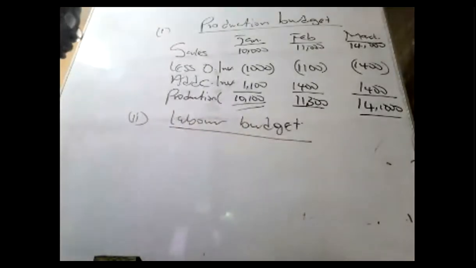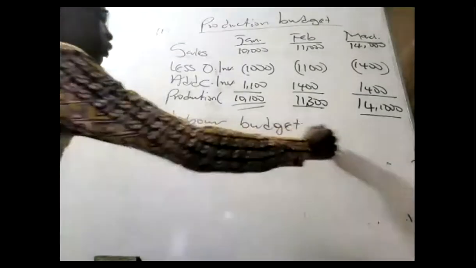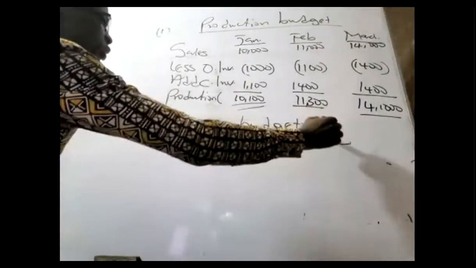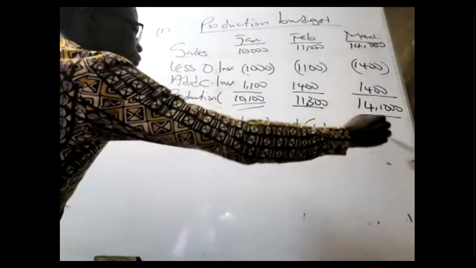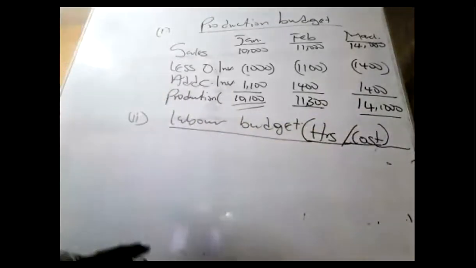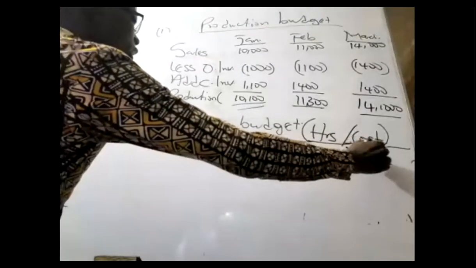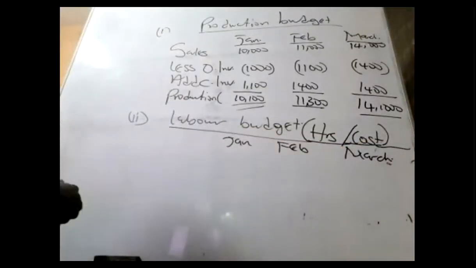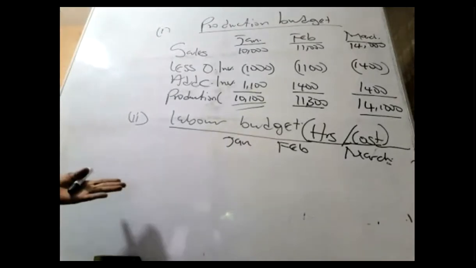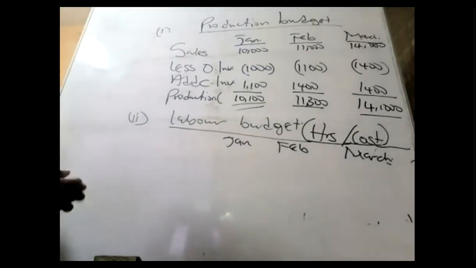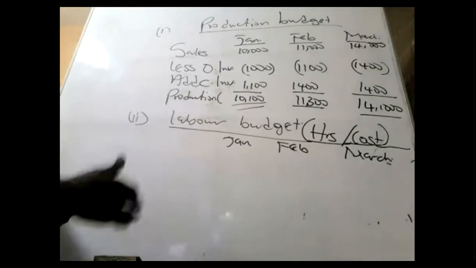That one too, we have it in hours, and then we have it in what? The amount. So let's do the hours first. So in the bracket, hours, can you write in full, slash cost. Nice. So I'll still put my January, my February, my March in here. Now, if I'm looking for the labor budget, then if I'm looking for the hours, I should be able to tell the total hours required for the next coming period. What is the total hours required? It all depends on my production.